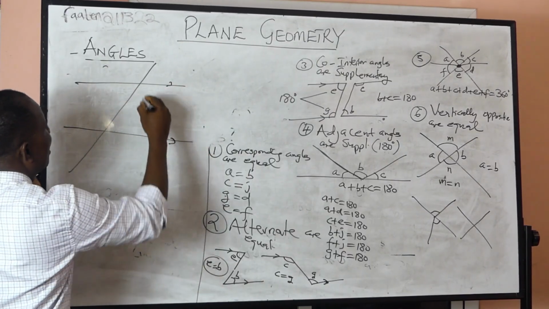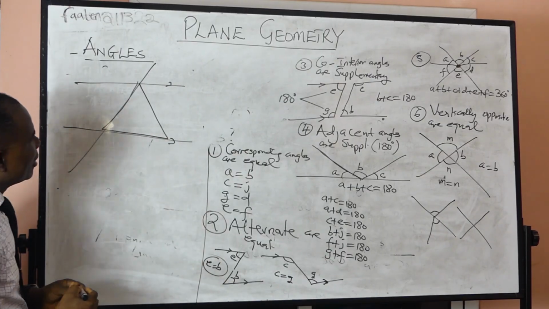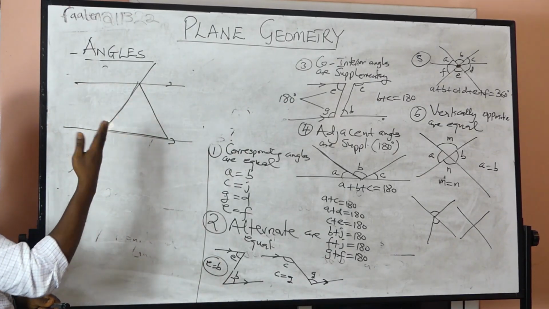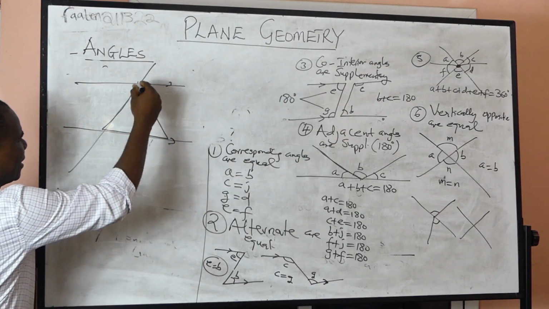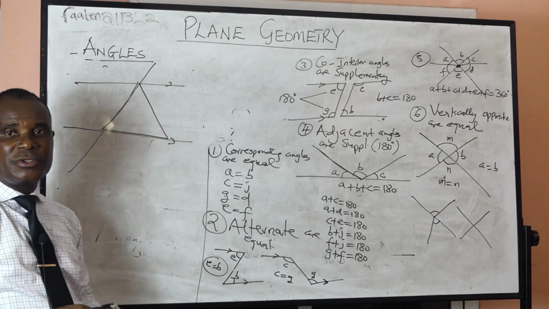Now it is possible that I can draw a line here, so a polygon can be formed inside here. A polygon is a plane closed figure bounded by straight lines. So now this is a line, this is a line, this is a line. So I've got a triangle in there, which is a three-sided polygon.